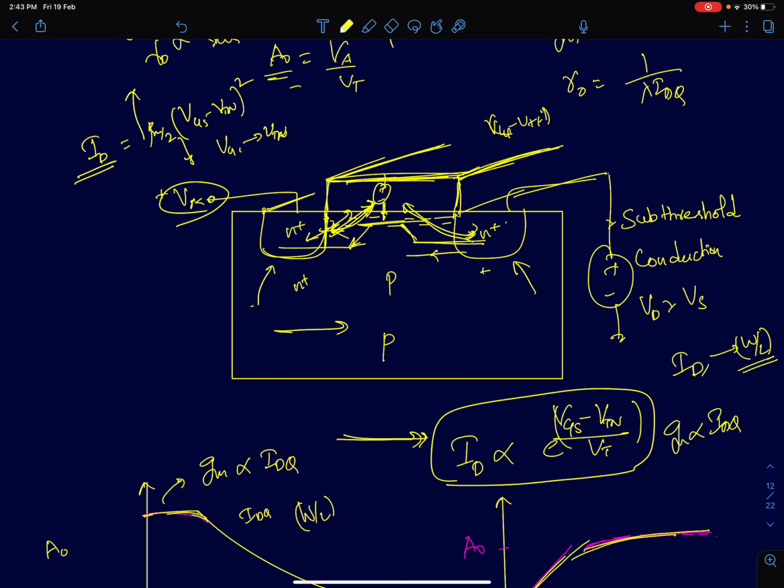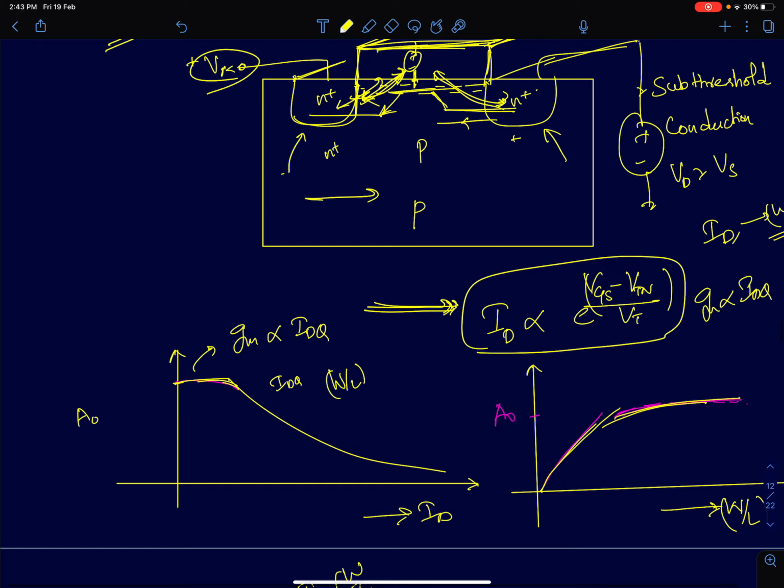When your drain current satisfies this condition, then as we just discussed for a BJT device, whenever the output current is exponentially dependent on the input voltage, the transconductance is going to be proportional to the drain current, instead of the square root of ID. When that happens, your R0 is inversely proportional to the drain current. The product of GM into R0 will attain a limiting value, and that will be the value A max here. So that's what I've shown in this graph.